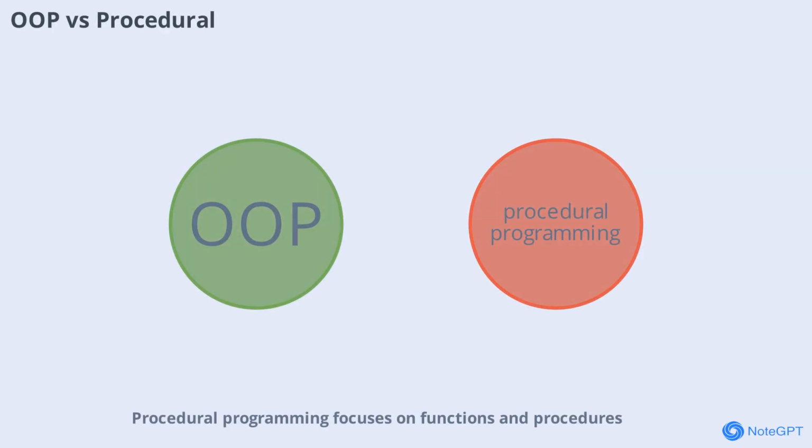Procedural programming focuses on functions and procedures, while OOP centers on objects and their interactions. OOP is better suited for complex, evolving systems, while procedural programming can be simpler for small, straightforward tasks. Knowing the differences helps you choose the right approach for your project.